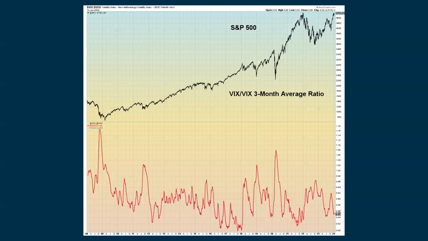Then we look at a VIX and then a 3-month average of the VIX. This is also starting to tick back up in the short term as we started off roughly in 2024. But overall, it has been declining. This is also showing that fear is decreasing as the market has been going up.